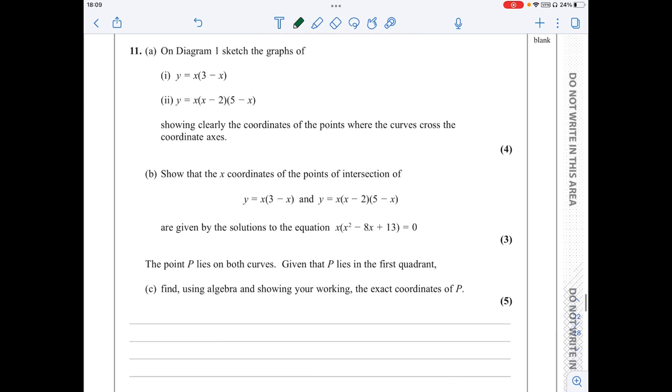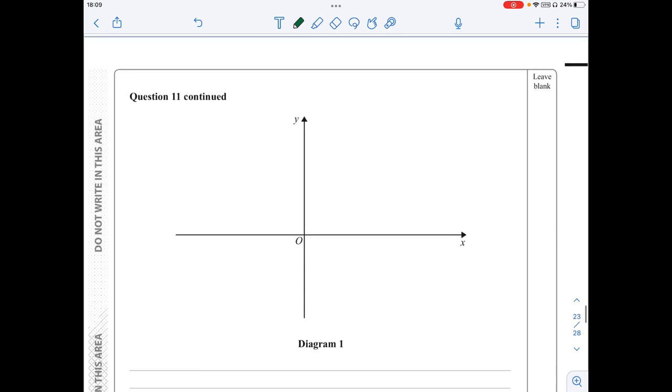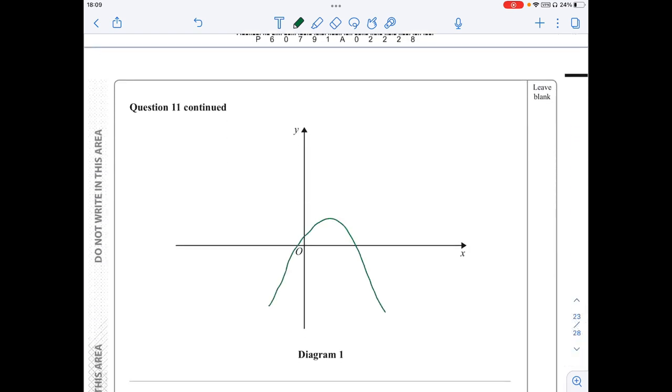Coming to question number 11. y equals x(3 − x) and y equals x(x − 2)(5 − x). Sketch these graphs on diagram number 1. So y equals x(3 − x) means it is passing through 0 and it is passing through 3, and because of the minus 3x it should be an inverted parabola. So this is y equals x times 3 minus x.